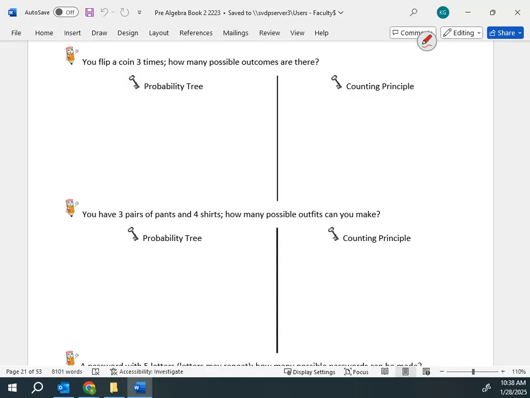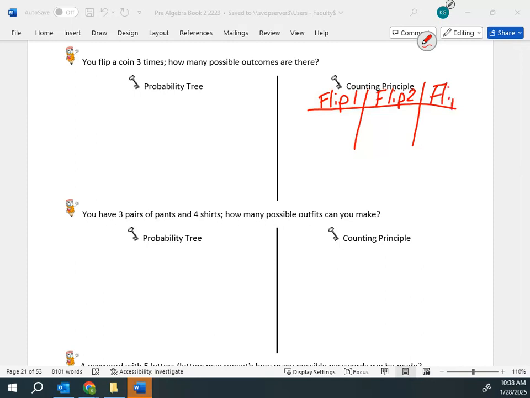If we just want to know how many possible outcomes there are, the first thing we do is write how many events. Flip 1, flip 2, and flip 3. You need to know how many events there are. There are 3 flips, so that's 3 events. On this side, you write number of outcomes for each event.